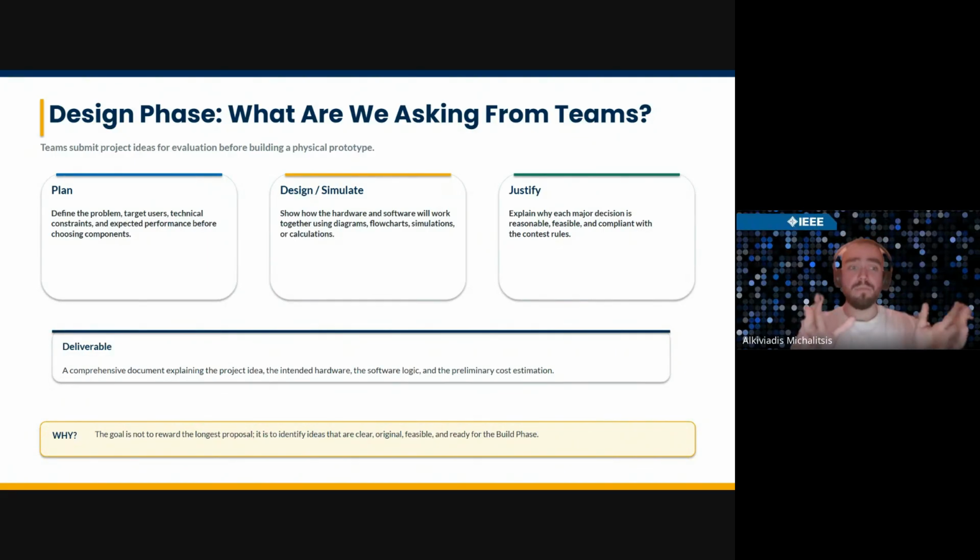Regarding the deliverable, we need a comprehensive document explaining the project idea, the intended hardware, the software logic, and the preliminary cost estimation, so a basic estimation of the overall costs of your system implementation. And why do we need all of this? The goal is not to reward the longest proposal or the most amazing one regarding the components or the complexity. For us, the basic thing is to identify ideas that are clear, original, feasible, and ready for the build phase.